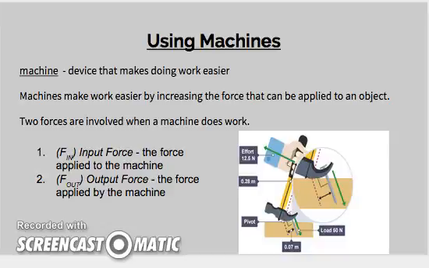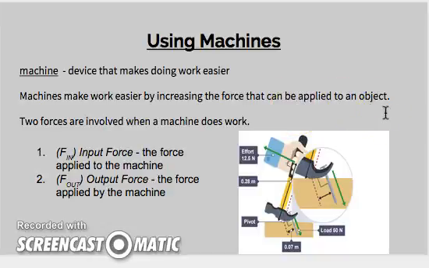Okay, so we're taking a look at using machines today. That is the title of our notes. And what is a machine? Here's the first definition. A machine, or simple machine, is a device that makes doing work easier. Does it say it changes the amount of work being done? No, it just makes doing work easier. How does that happen? Machines make work easier by increasing the force that can be applied to an object.